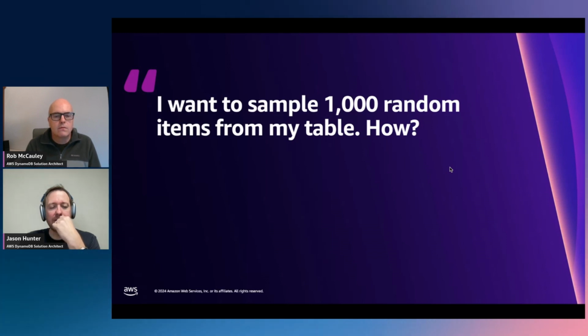Here's another puzzle. I want to sample 1,000 random items from my table. How would I do that? Why would I do that, Rob? Oh, sorry. What if you have just a huge table and you want to sample it as data scientists, to get some idea of what kind of data is in the table, what are some of the average values? You don't want to start at the beginning of the table because maybe you always start there.